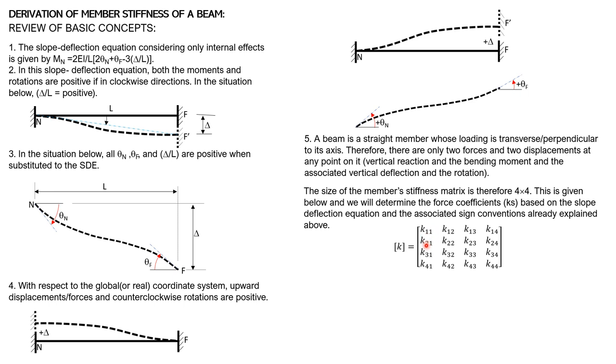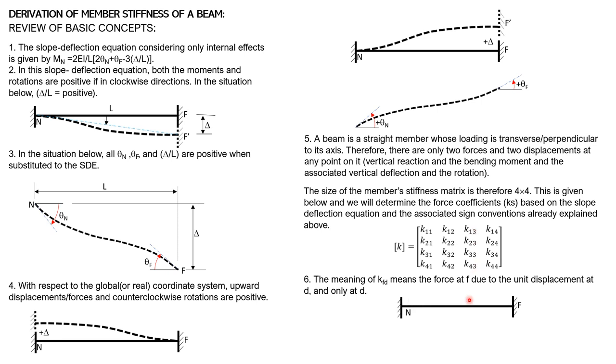And remember, the first number there corresponds to the row position, and the second is the column position. So we derive all these force coefficients. We call them force coefficients. The meaning of KFD is the force at F due to the unit displacement applied at D and only at D. So K32 is the force at 3 due to the unit displacement at 2. K13 is the force at point 1 due to the unit displacement applied at position 3.